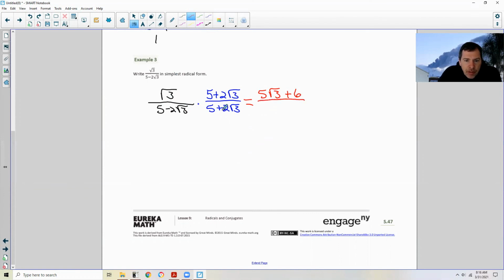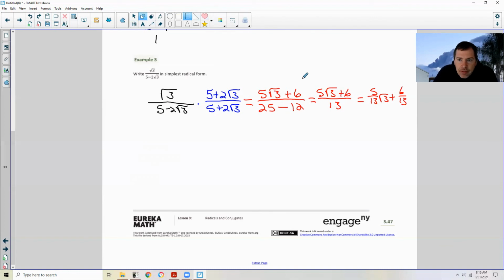Divided by, now remember, it's a conjugate, so FOIL, you don't have to do the OI, you just do the first times the first, which is 25. And you do the last times the last, which is minus, and 2 root 3 times 2 root 3. Well, the root 3 times root 3 is 3, and the 2 times 2 is 4. 4 times 3 is 12. And this is going to simplify to 5 square root 3 plus 6 over 13. That can be rewritten as 5/13 square root 3 plus 6/13 if you want to, but it's perfectly fine to leave it in this form.